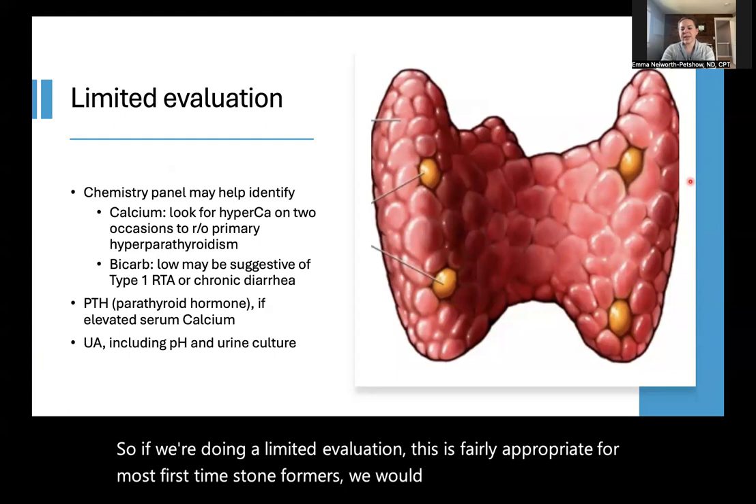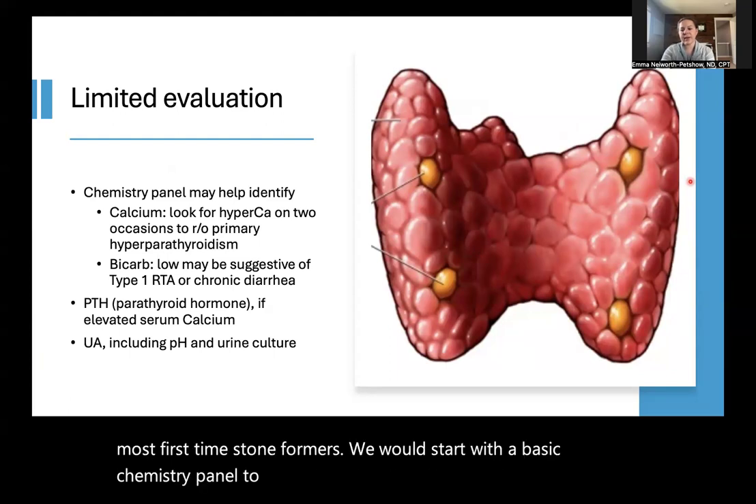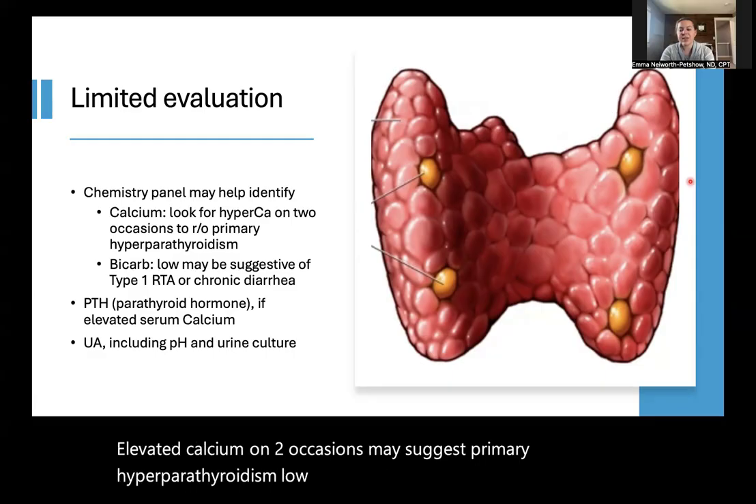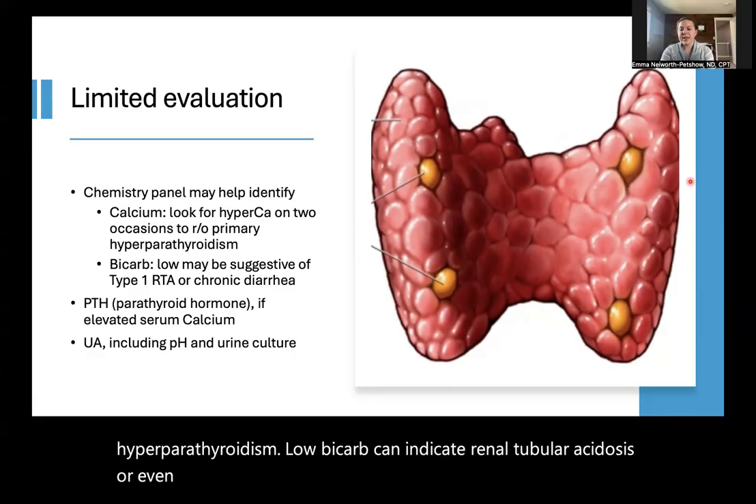We would start with a basic chemistry panel to assess calcium, bicarb, and renal function. Elevated calcium on two occasions may suggest primary hyperparathyroidism. Low bicarb can indicate renal tubular acidosis or even chronic diarrhea. And if serum calcium is high, parathyroid hormone should also be checked.